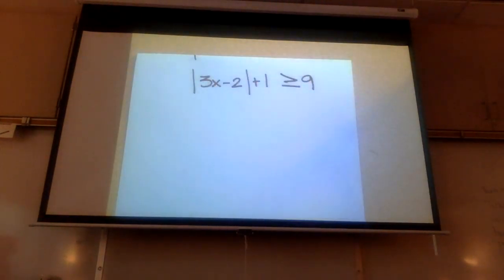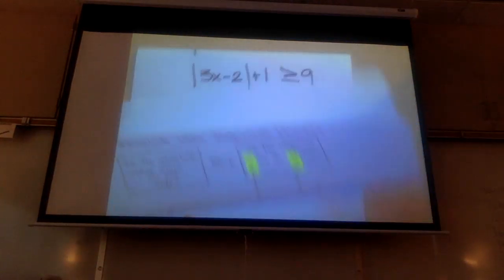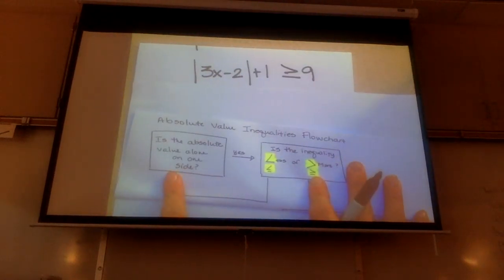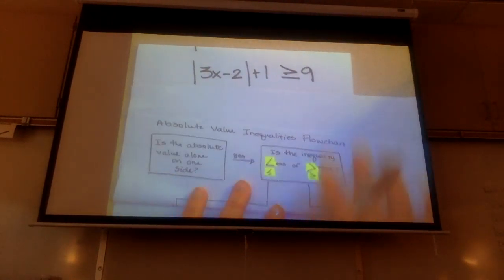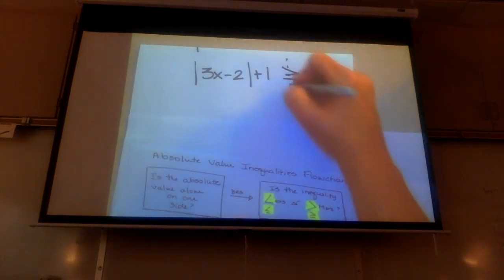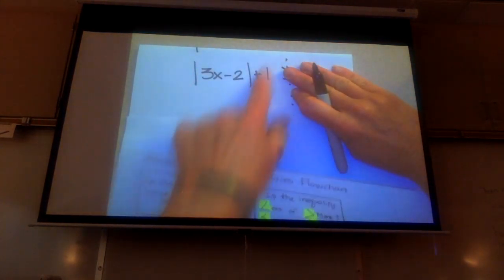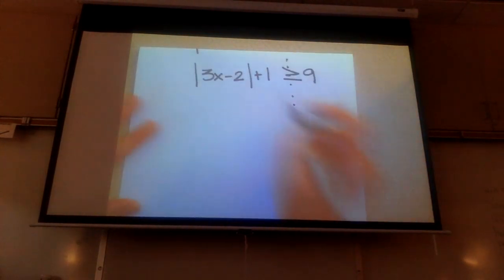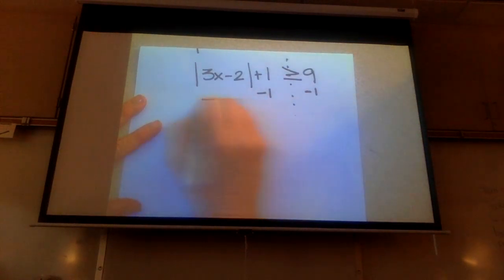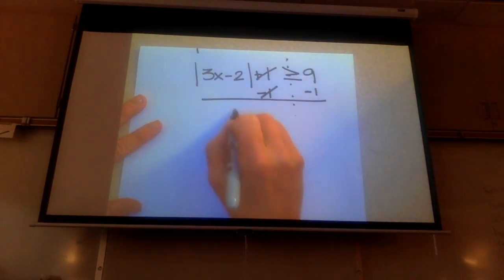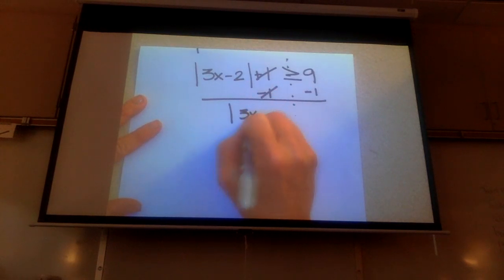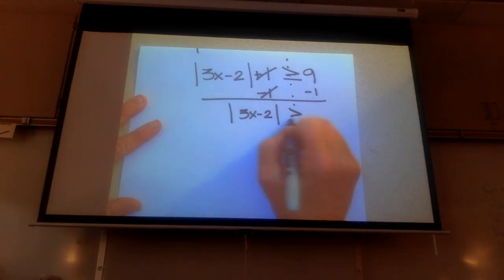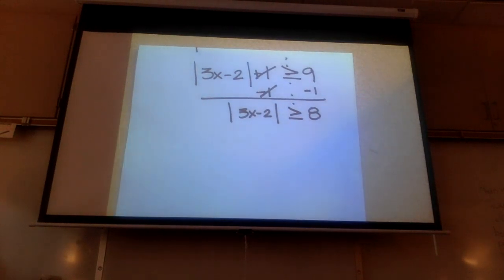All right. I still am going to start at the very first box on my flow chart that says, is the absolute value alone on one side? Here's where my sides are. I have to get rid of plus 1. It's outside of the car wash. To get rid of a plus 1, I do minus 1. So now I have the absolute value of 3x minus 2 is greater than or equal to 8. This may give us some ugly numbers because I changed it, but that's okay.